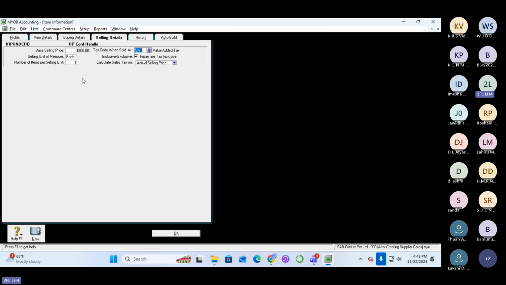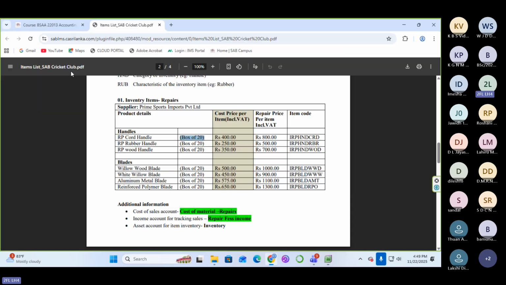Customers won't come and ask for boxes of handles. They want only one. Therefore, it's each and one. Selling unit of measure is one. So that is the difference. You are buying in boxes, but selling in each, right? The price is 800.